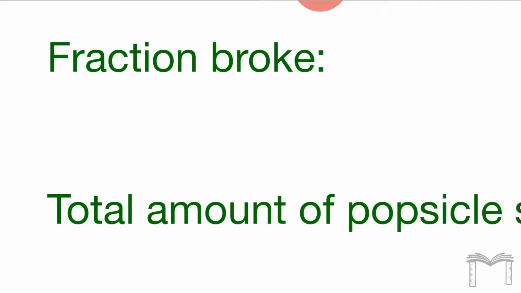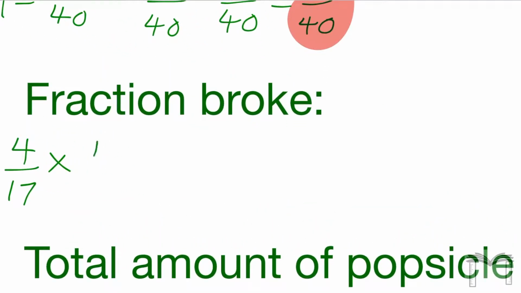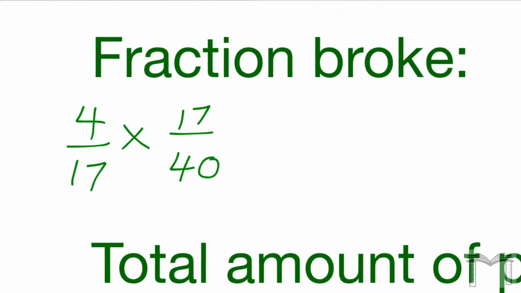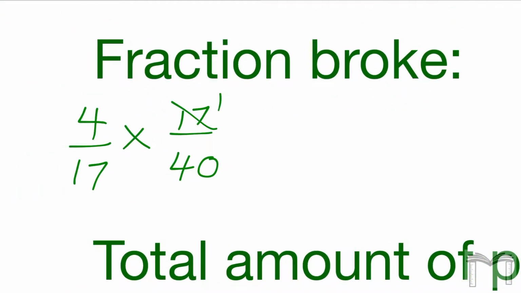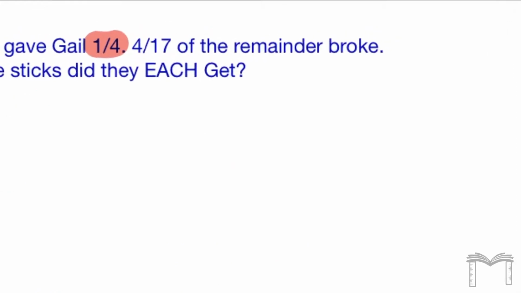So we need to find 4/17 of 17 out of 40, or 17/40ths. 17 into 17 is 1, 17 into 17 is 1, 4 into 4 is 1, 4 into 40 is 10. So that's 1 times 1 is 1, 1 times 10 is 10. So 1/10 of the total broke.